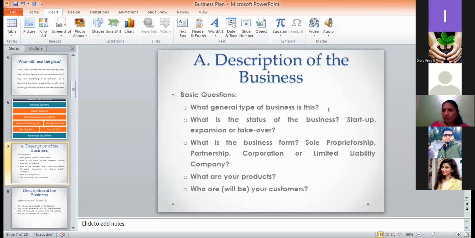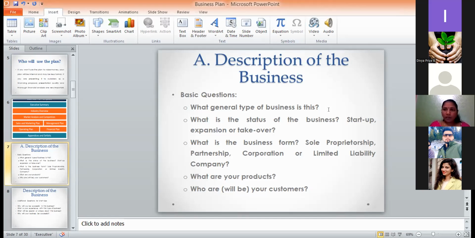So what general type of business is this? Is this transportation, or shipping, restaurant, hospitality? So what general type of business are you going into? Next is, what is the status of the business? You have to understand whether the business is a startup business or you're going to expand your running business. Expanding is just, for example, if you're selling the product only at a local market, what is the position when you go for capturing the national market? So you can go for expansion. This is how an existing business can be expanded.